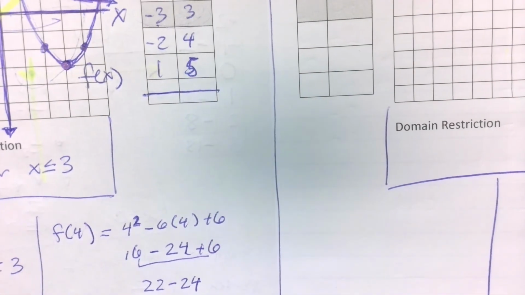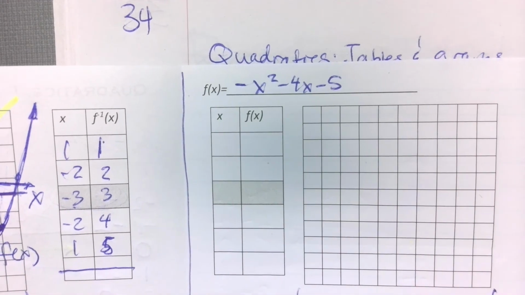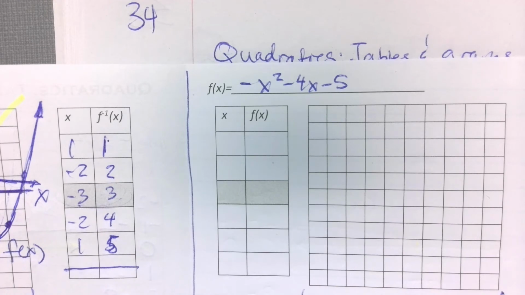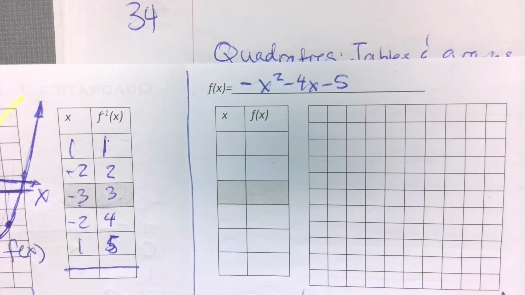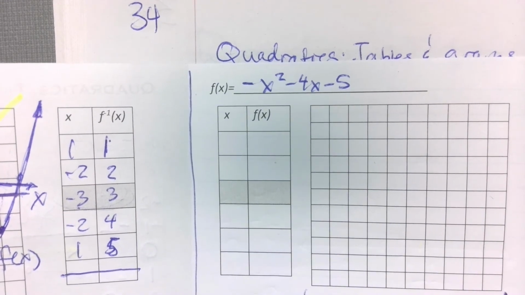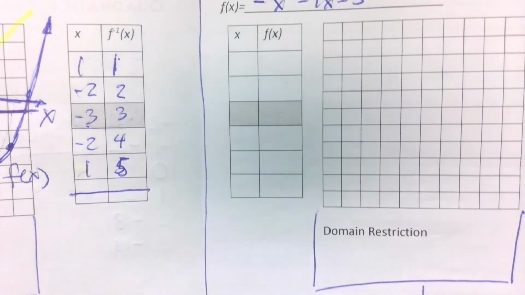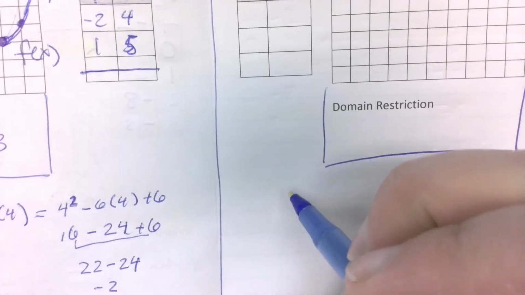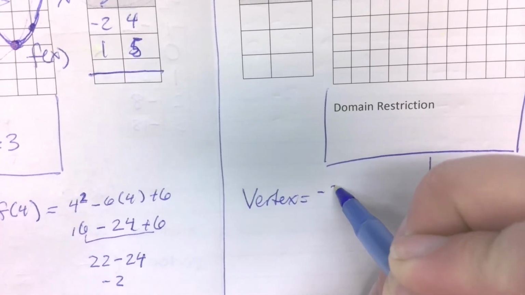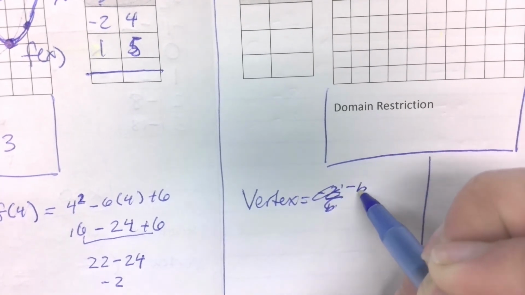What's going to be our first step? What are we always trying to find first? Which is called the, starts with a V. I heard it, vertex is right. And the formula, perfect: opposite of B over 2A. Opposite of B over 2A.